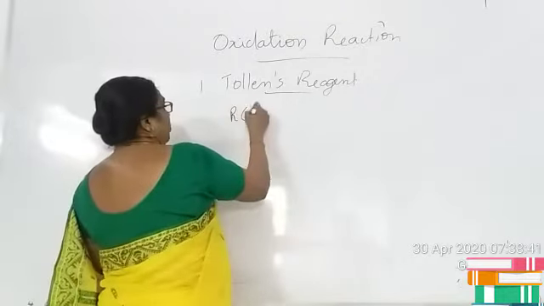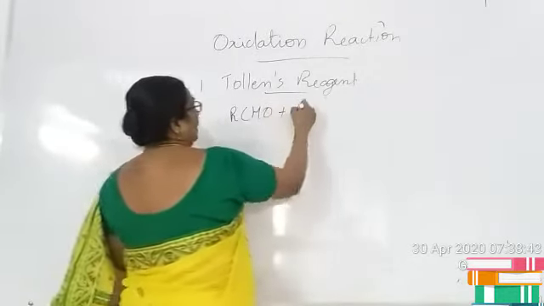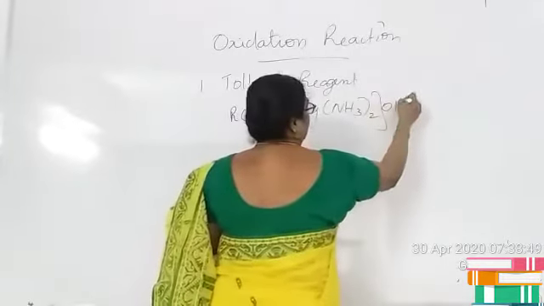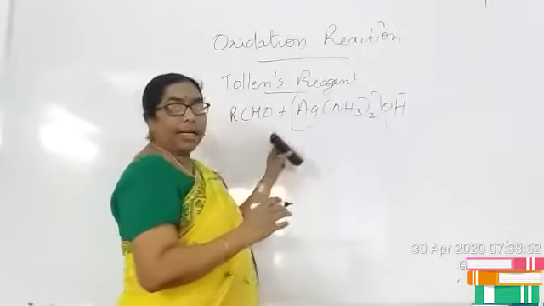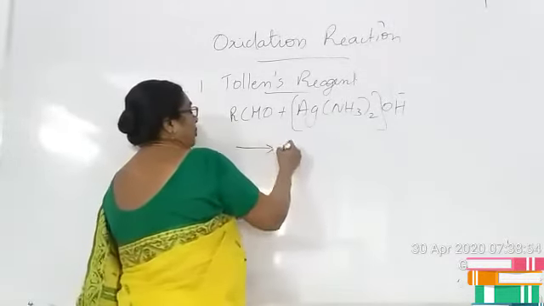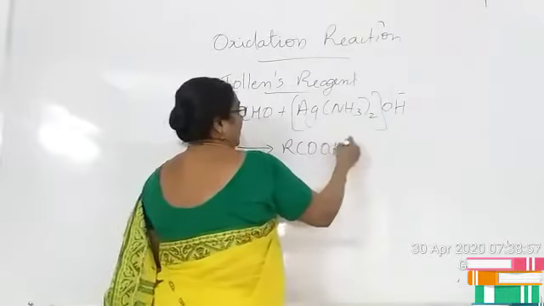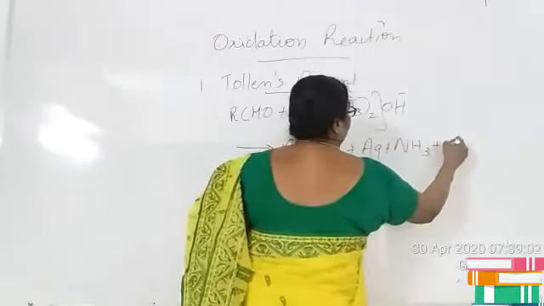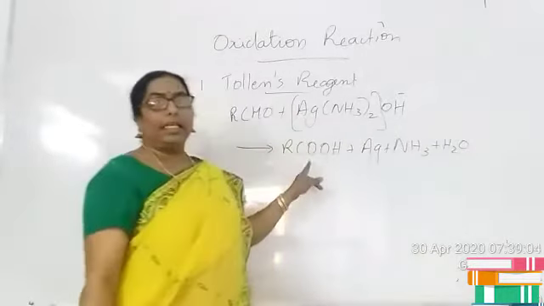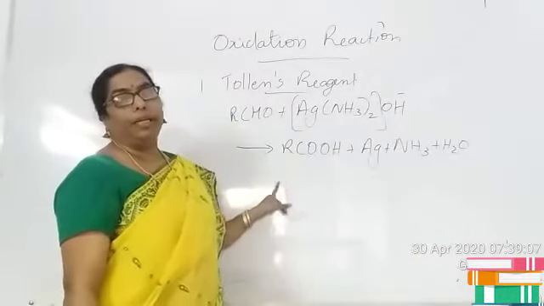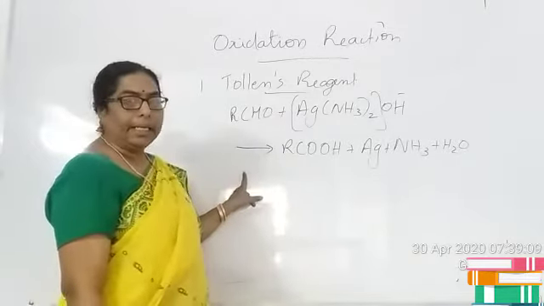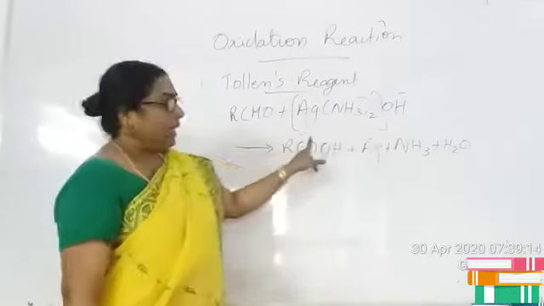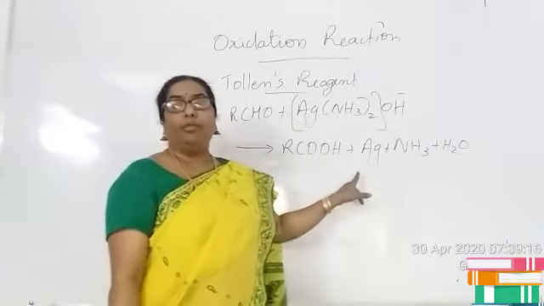When you add Tollens reagent to an aldehyde, that is [Ag(NH3)2]+ OH-, this is Tollens reagent. The aldehyde reacts with the Tollens reagent and produces a silver mirror. You can see the formation of metallic silver on the sides of the test tube. Children, this reaction can be used as a test to identify the presence of an aldehyde. Is it clear? Aldehydes on reaction with Tollens reagent produce a silver mirror on the sides of the test tube.